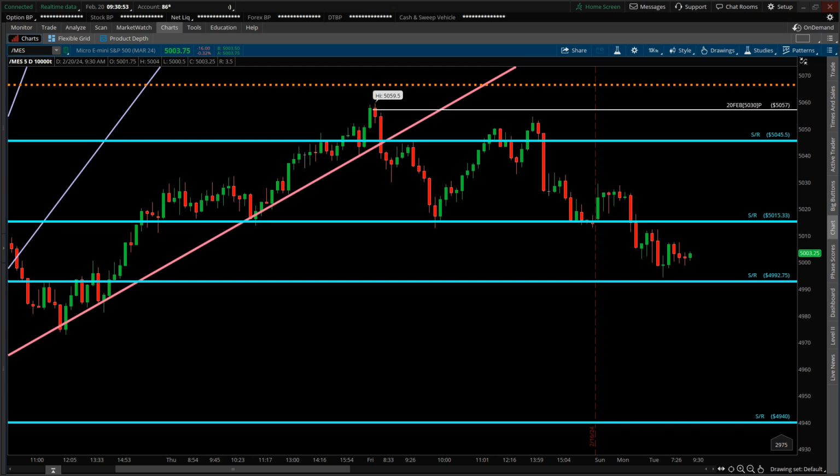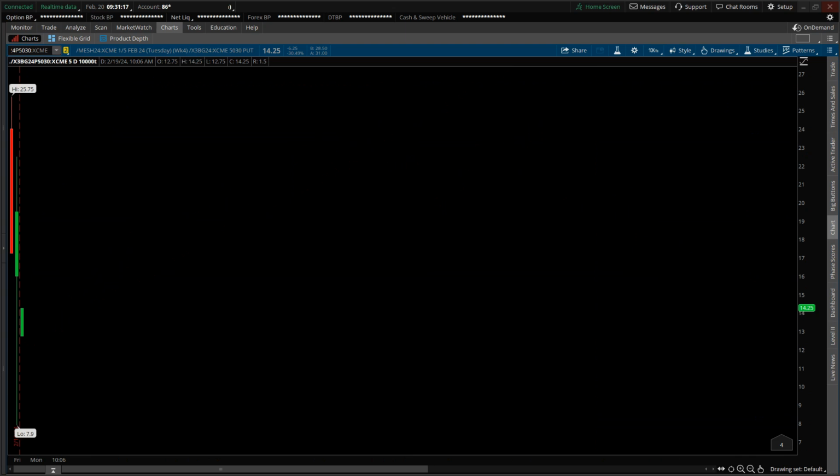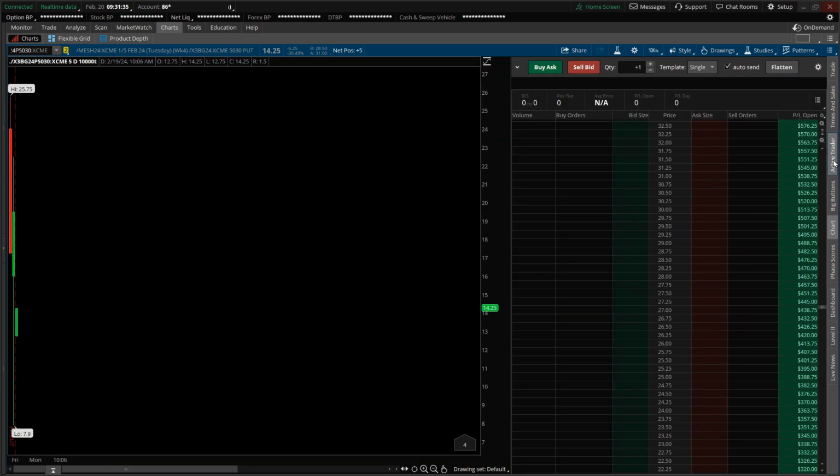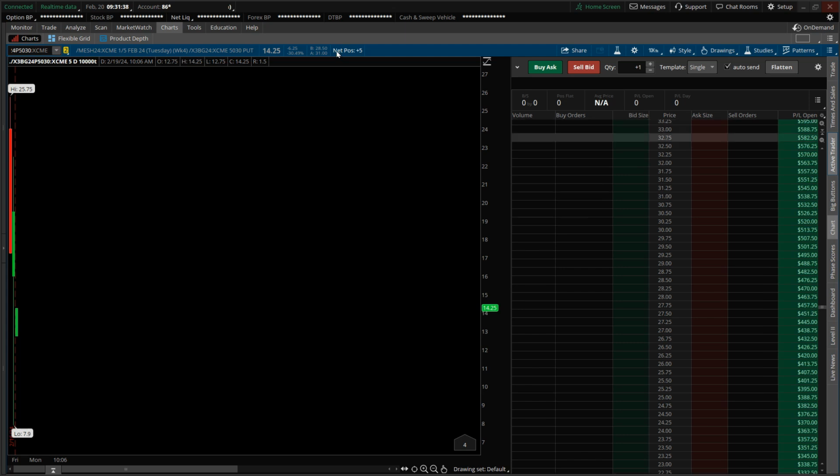So I'll switch over to the option chart specific to my trade. So this is the option chart specific to my trade as shown by the ticker. This is involving expiration date for Tuesday with the 5,030 strike price. And right now the premium is quoted at 14.25. It's on the put side. So if I open up Active Trader, right here, right by the ticker, it says net position +5. So this is the exact chart for my option trade.